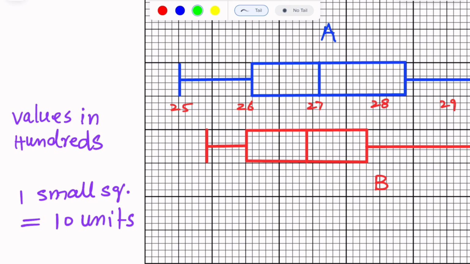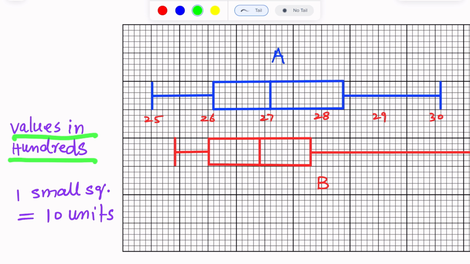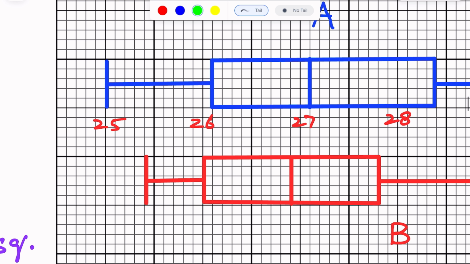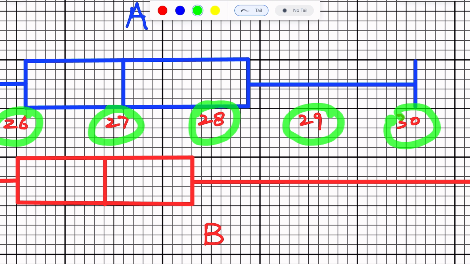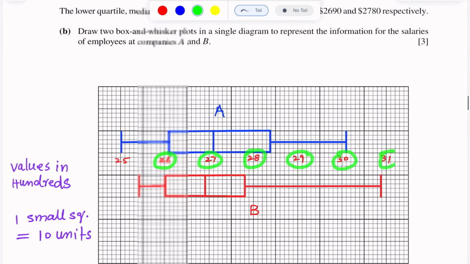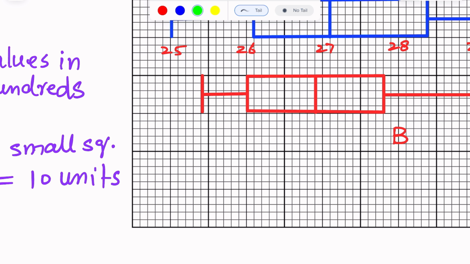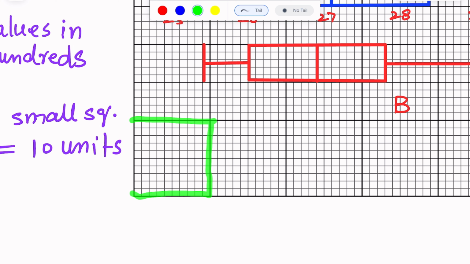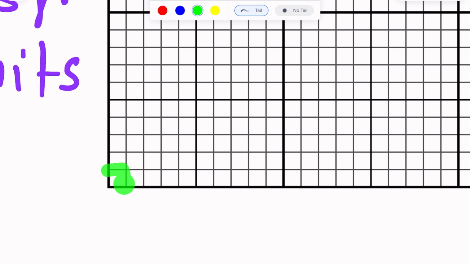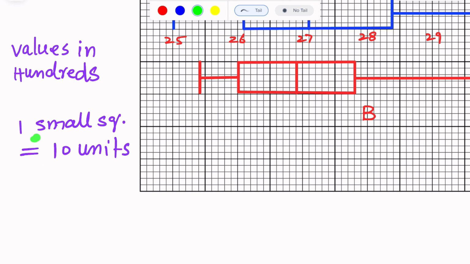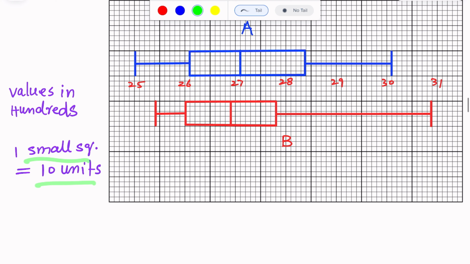First of all, in this question the values are in hundreds. 25 means 2500, 2600, 2700, 2800, 2900, 3000 and 3100. And the scale I have chosen here: this is a big square, this is a small square, and one small square is equal to 10 units. This is the scale used here in this question, and the values are in hundreds.